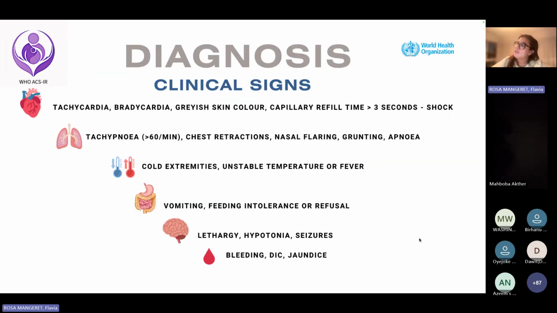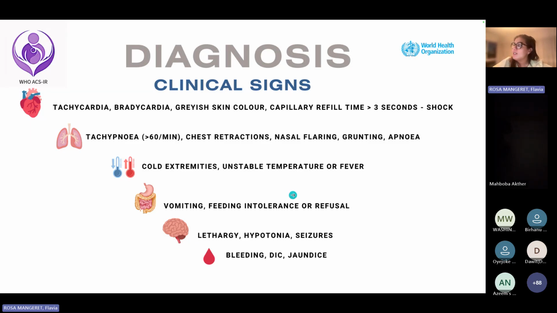So what are the diagnoses? How do we diagnose sepsis? Again, all of you know that there are so many symptoms, so variable presentations. We can have systemic presentations in basically all systems. Tachycardia, bradycardia, gray skin color, capillary refill, increased signs of shock, basically. Respiratory-wise, tachypnea, chest retractions, nasal flaring, grunting, apnea, and also bradypnea, which is like a precursor of apnea. Temperature instability, it's a big one, especially for preterms. Cold extremities, unstable temperature or fever. Preterms, reminder, they will have a tendency to become hypothermic when they are infected.